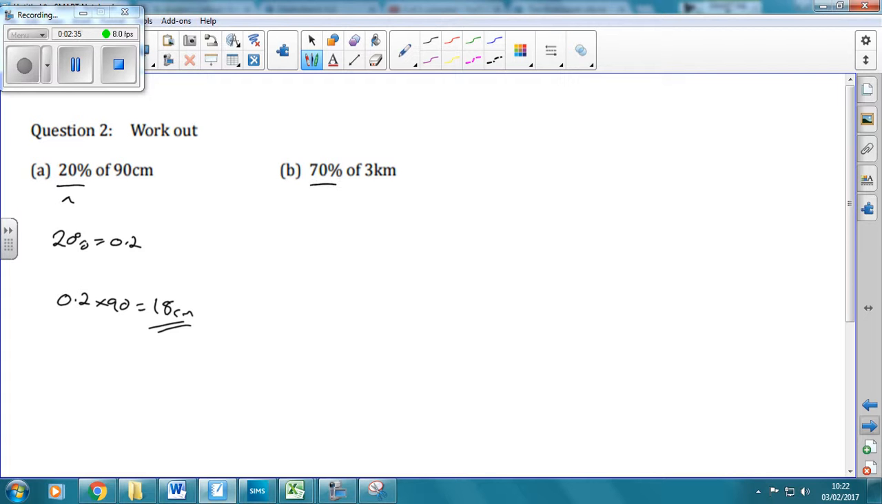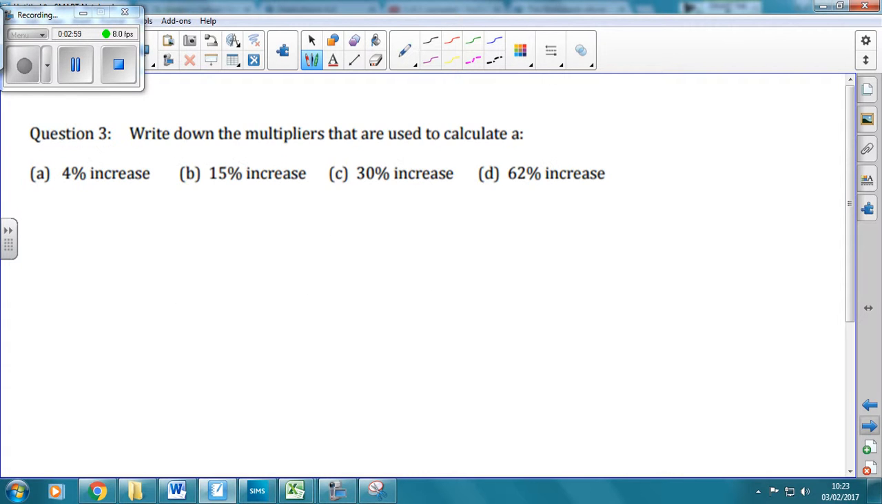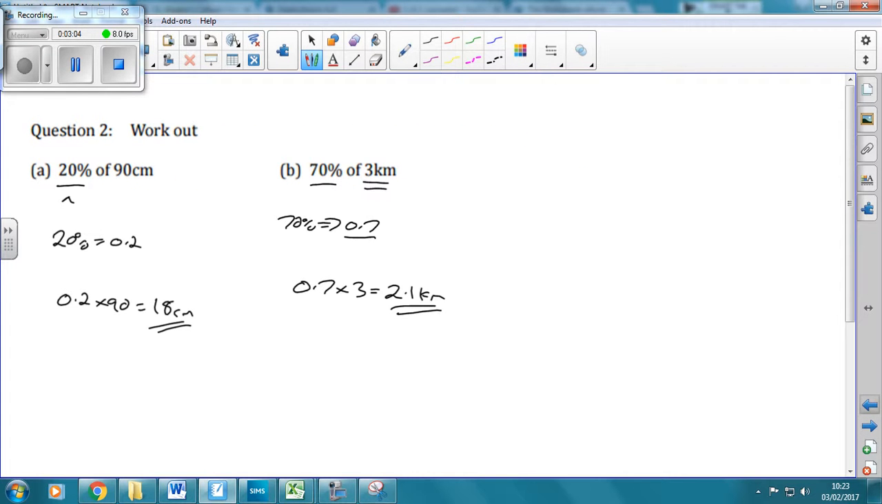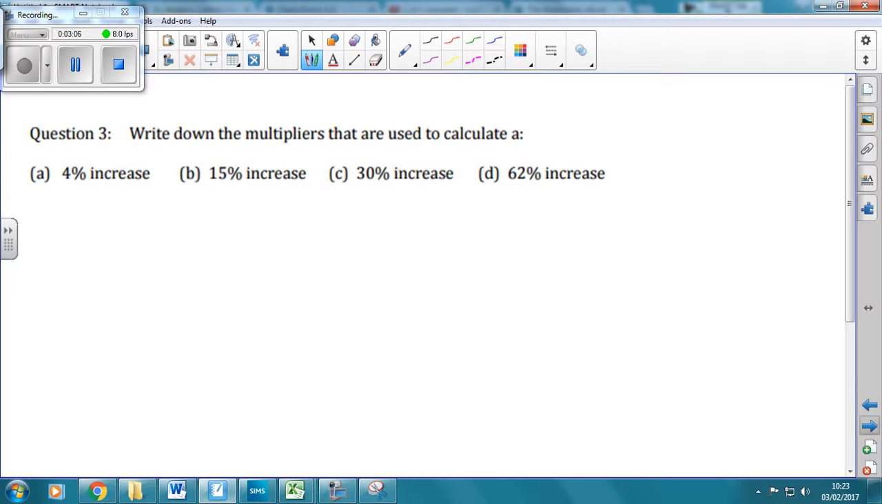So 70%, we've got a calculator in front of us, so 70% goes to 0.7. If we're going to find 70% of 3 kilometres, rather than finding 10% like we did laboriously last lesson, we're going to use the multiplier, which is 0.7. So 0.7 multiplied by 3 equals 2.1, or 2.1 kilometres. So it's very, very quick and very simple. Now, once we've mastered all this, the next thing we look at is how to do percentage increase and percentage decrease as well.